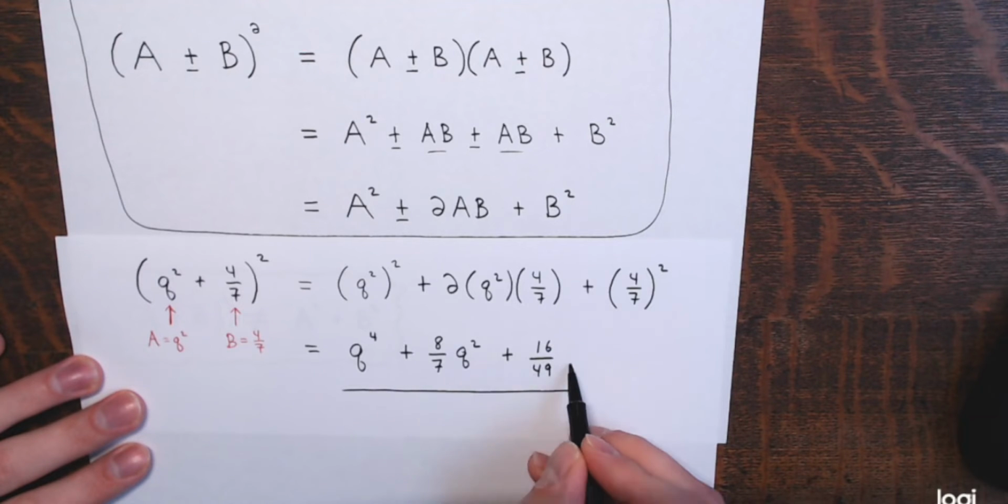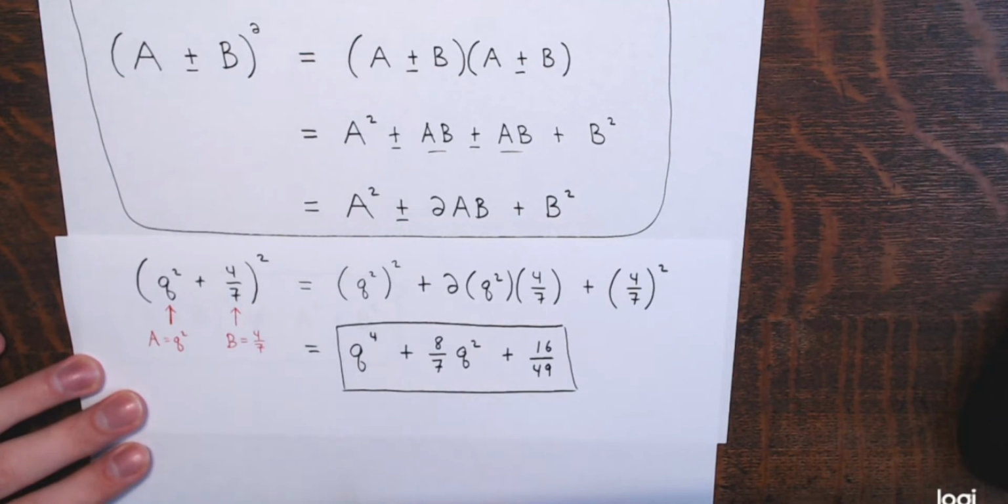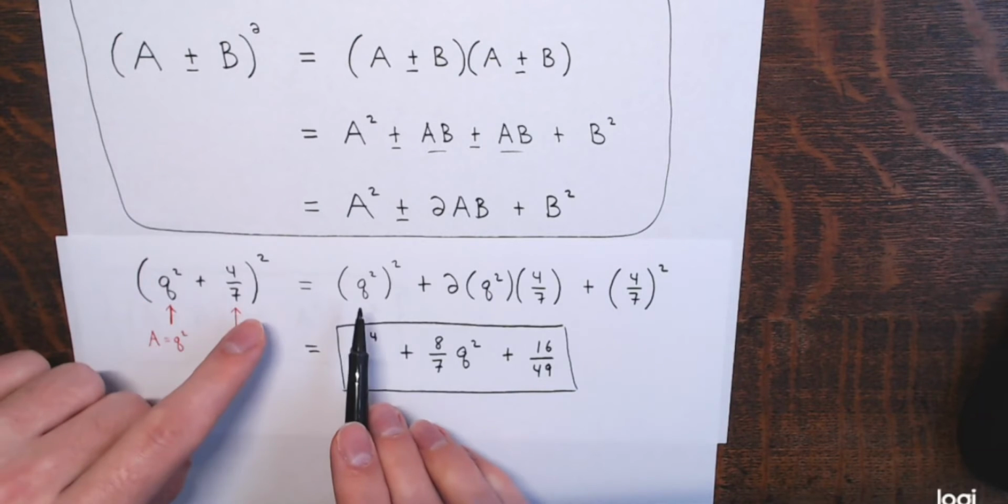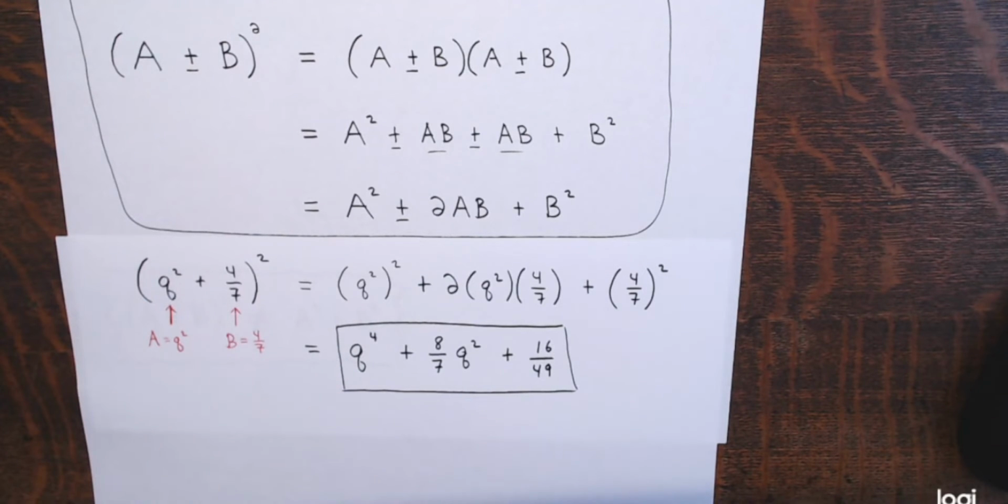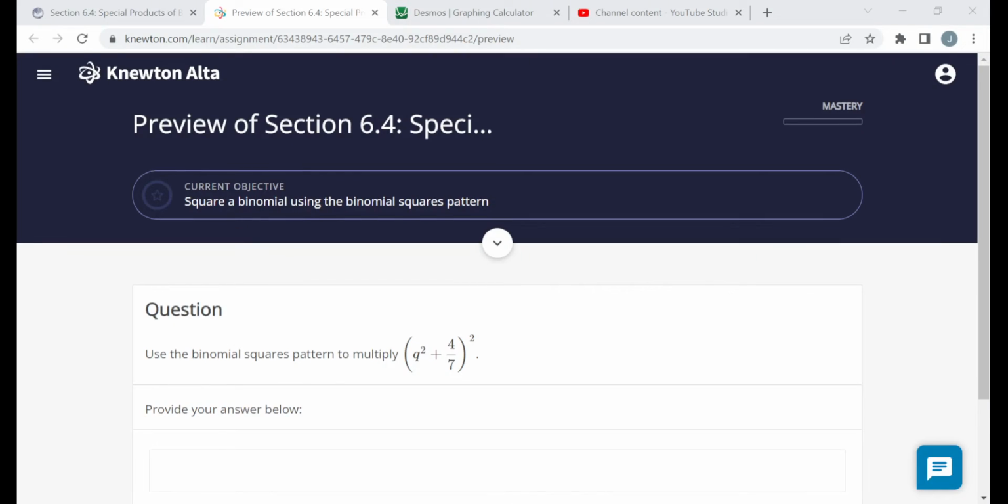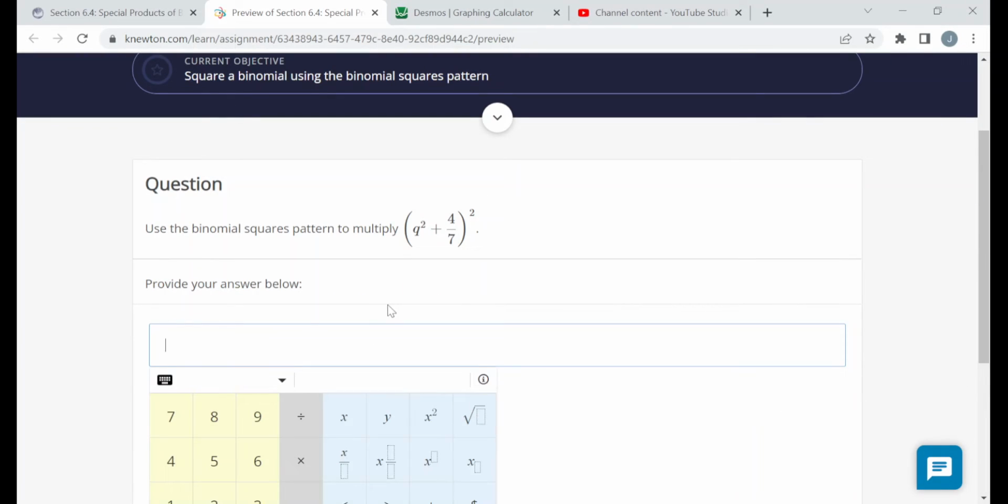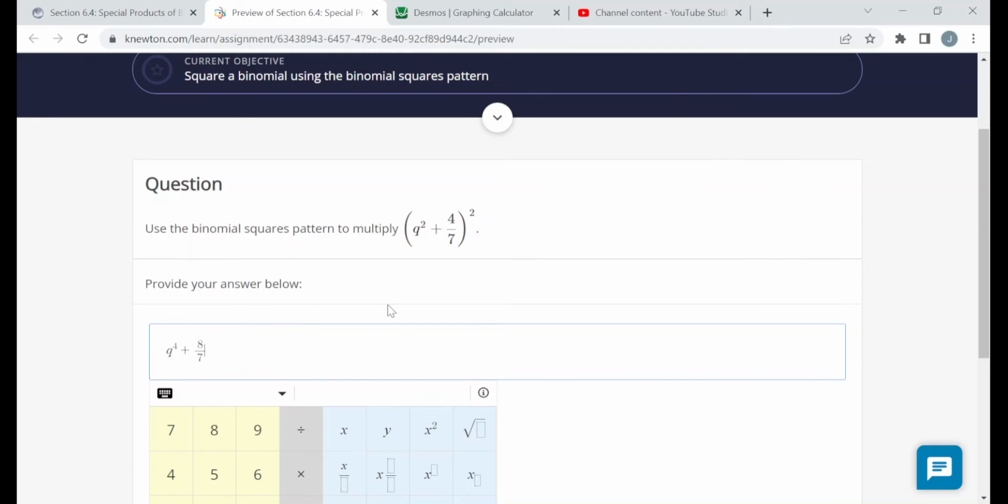There's our final product. Now again, if you wanted to write it out, q squared plus 4/7 times q squared plus 4/7, and then multiply all of it out, do all the distributing and combining like terms, you'd end up with this as well. You'd end up with the same exact thing. And that's what I'm typing in. We had q to the fourth plus 8/7 times q squared, and then plus 16/49.